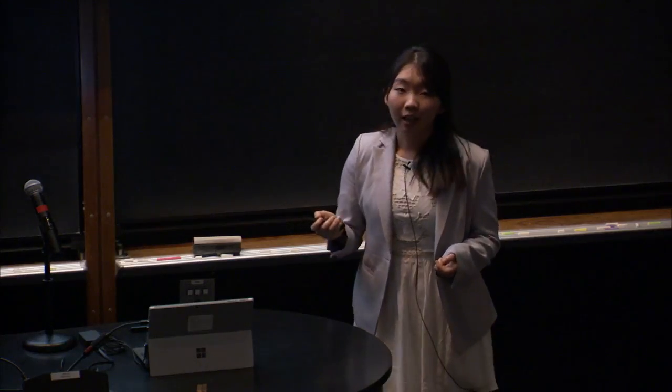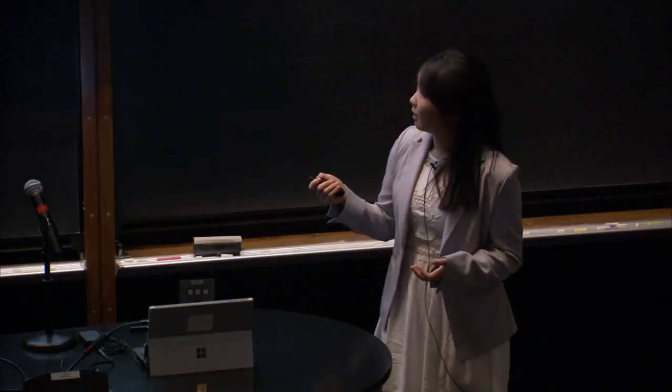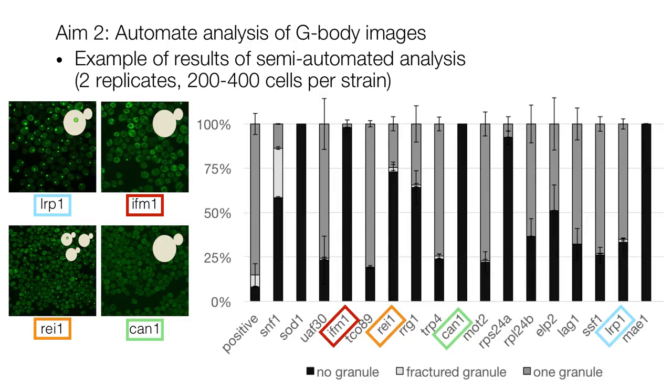So with this method, I came up with the numbers of each type of cell in each strain. And this is how I displayed the data, this is 2 replicates. You can see these are stacked histograms where the bottom black is the percentage of cells with no granules. The middle light gray is the percentage of cells with fracturing, and then the top dark gray is the percentage of cells with 1 granule. So my controls are on the left here, so you can see the 1 granule control has mostly 1 granules, SNF1 has a lot of fracturing, and SOD1 has no granules.